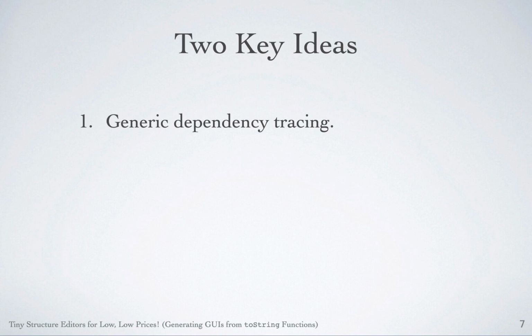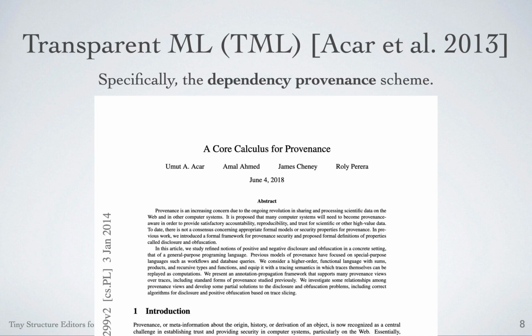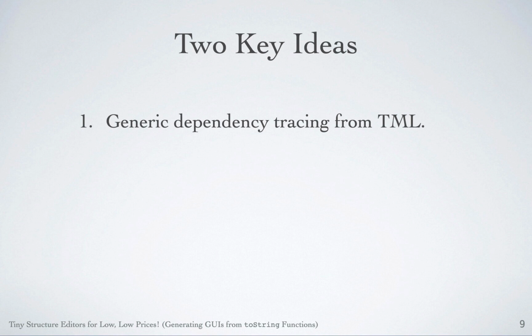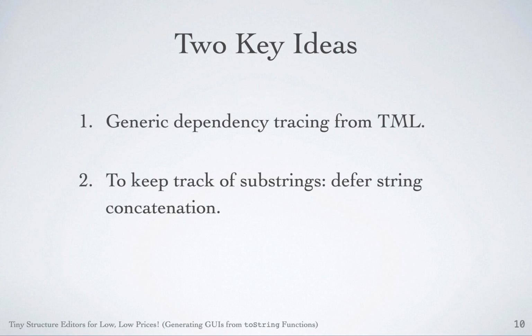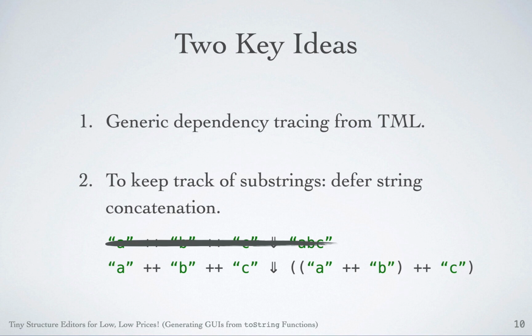So what we're going to do is use a generic dependency tracing scheme. And we found that transparent ML, TML by Ajar et al., works for us. It's their dependency provenance scheme, right? And then the second thing we need to make this work is we need to keep track of substrings. So the way we do that is we are going to defer string concatenation. So normally string concatenation produces a new flattened string. Instead, we just produce a data structure that remembers the string concatenations.